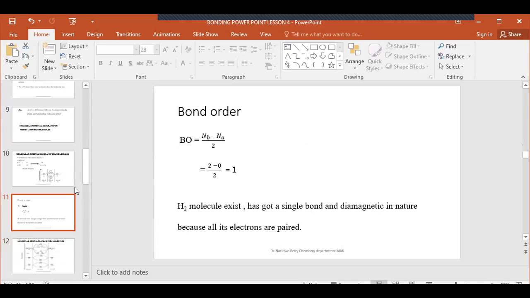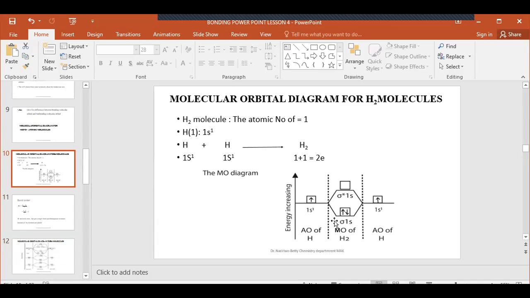Why diamagnetic in nature? When you look at its electrons in the molecular orbital, all of them are paired. We said when they are paired, the magnetic nature of that molecule is diamagnetic. When they are not paired, the magnetic nature of that molecule is paramagnetic. So in this case, hydrogen is diamagnetic because it has paired electrons.